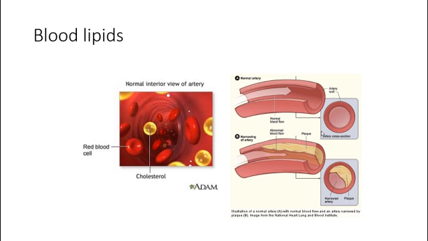Added together, we want to see a total cholesterol that's under 200. So normal total cholesterol would be anywhere from 100 to about 199 milligrams per deciliter. Of that, we would like to see the high-density lipoproteins above 40 milligrams per deciliter. We want to keep the low-density lipoproteins under 130. Another form of blood lipids, or fats in the blood, are triglycerides, and we want to see those under 150 milligrams per deciliter.